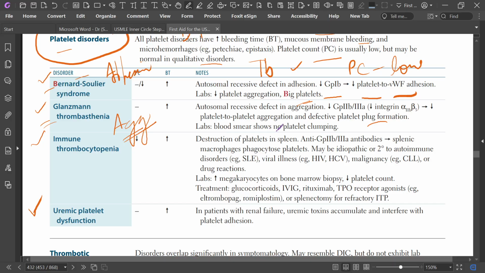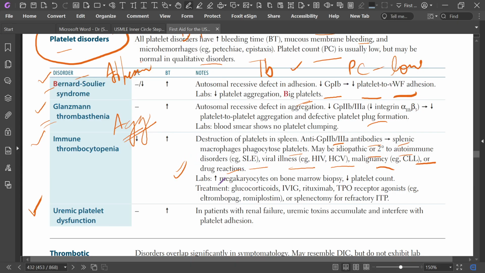In ITP, there is destruction of platelets in the spleen. Here there is anti-glycoprotein 2b3 antibody, and splenic macrophages phagocytose platelets. It may be idiopathic or secondary to an autoimmune disorder, SLE, viral illness, HIV, malignancy, CLL, and drug reaction.